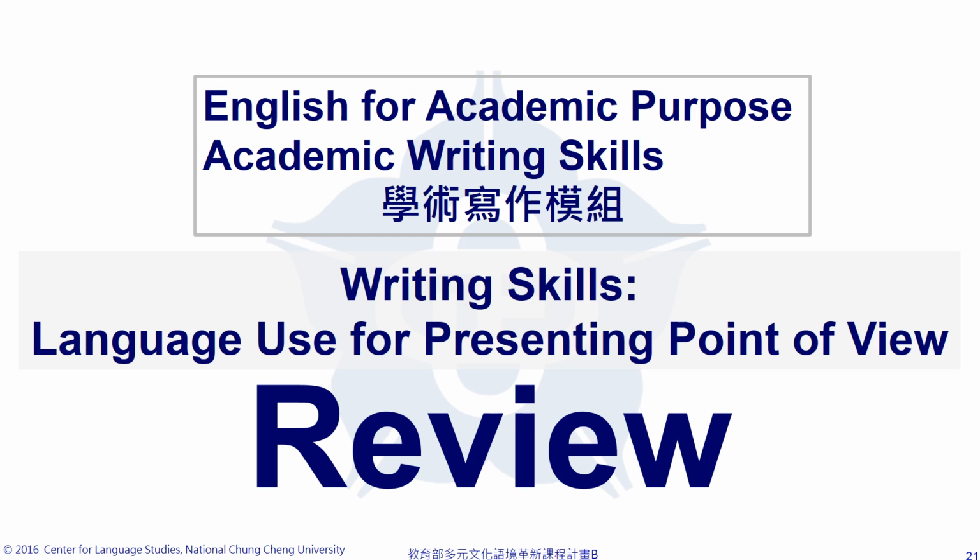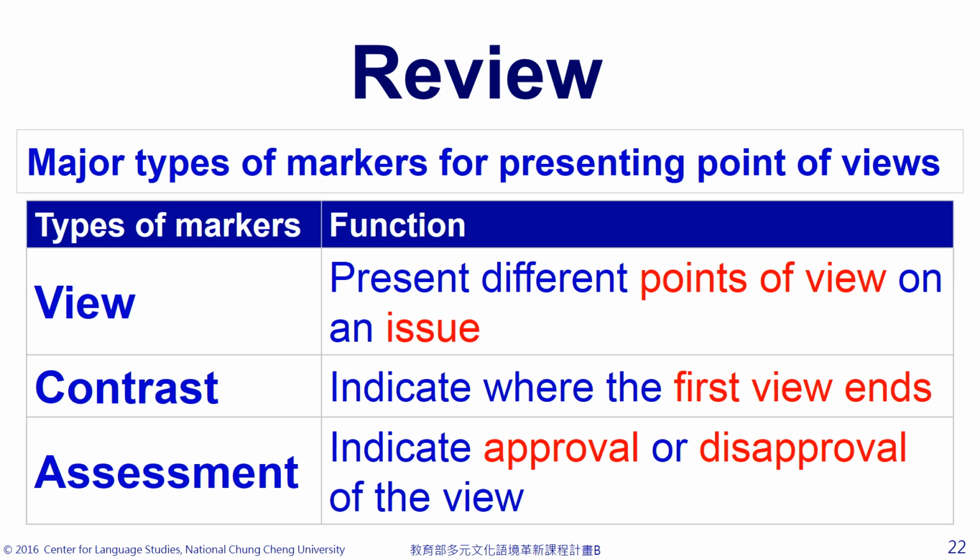Now, let's quickly review what we have learned. As we've learned, we can use different parts of speech as the three types of markers to present different points of view on an issue, indicate where the first view ends, or indicate the approval or disapproval of views. So when we write, make sure we use the appropriate markers based on our purposes.